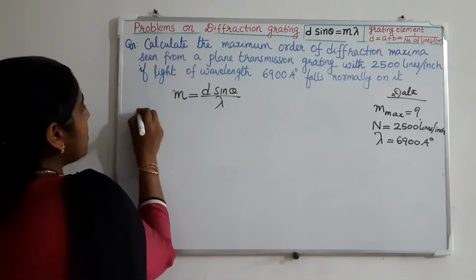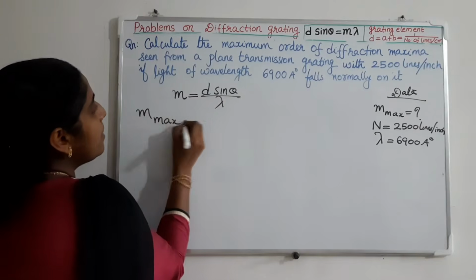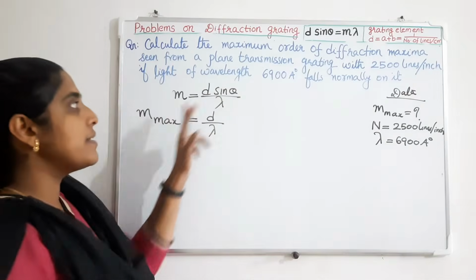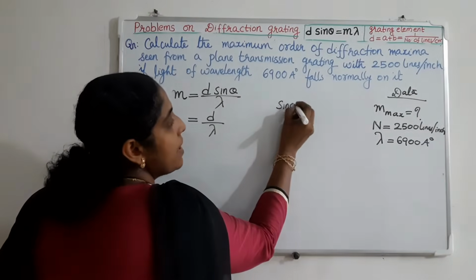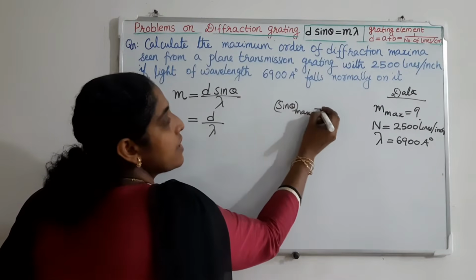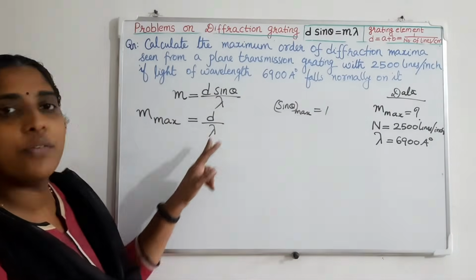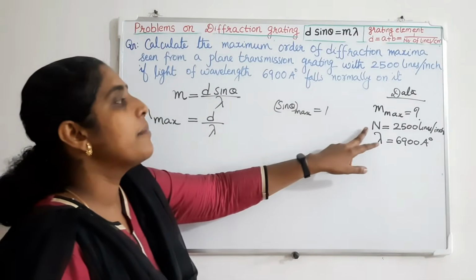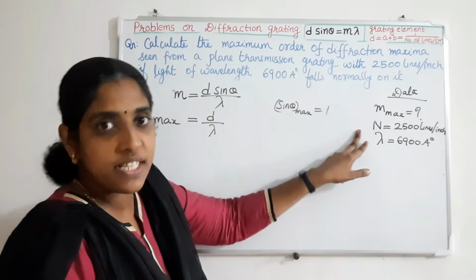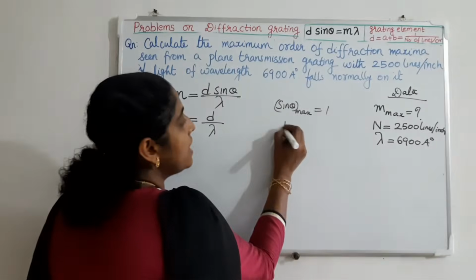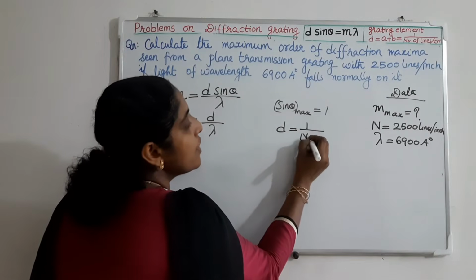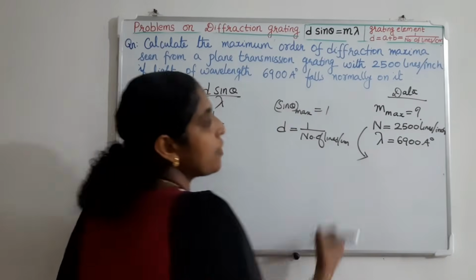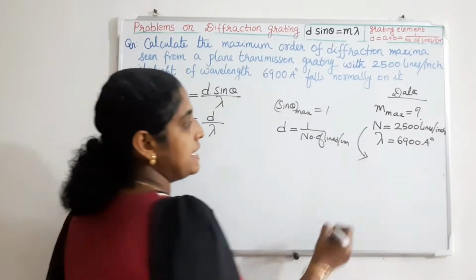That is, m maximum will be equal to d by lambda, because for maximum order the sin theta also must be maximum, and the maximum value of sin theta is equal to 1. So m maximum is equal to d by lambda. Lambda is given, but d is not directly given; the number of lines per inch is given. So the grating element d is the reciprocal of the number of lines per centimeter. First we can convert the number of lines per inch into number of lines per centimeter.